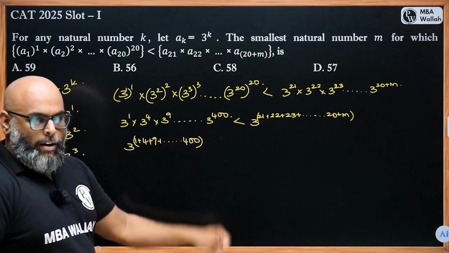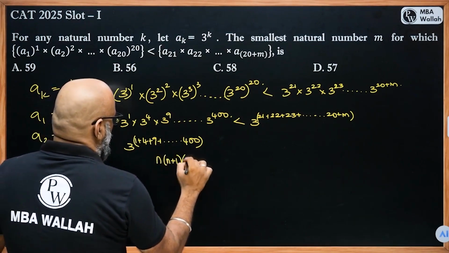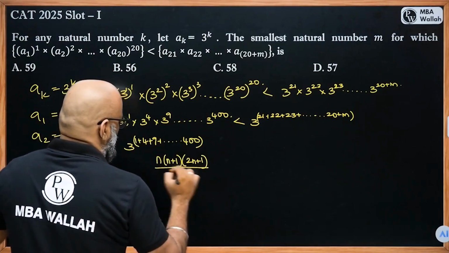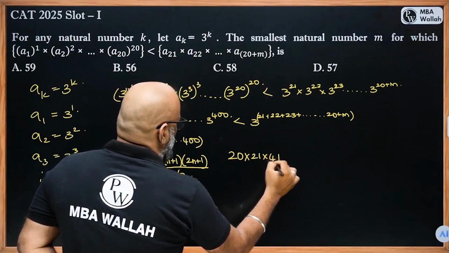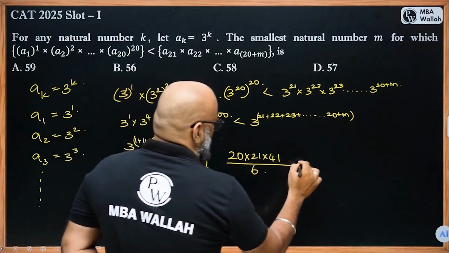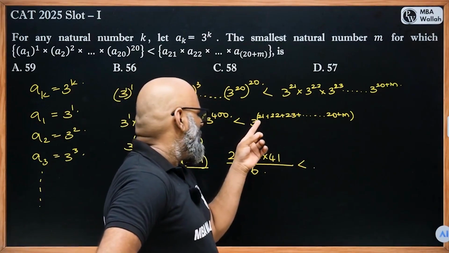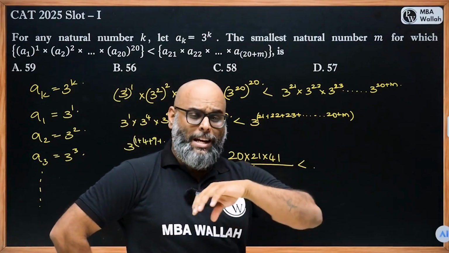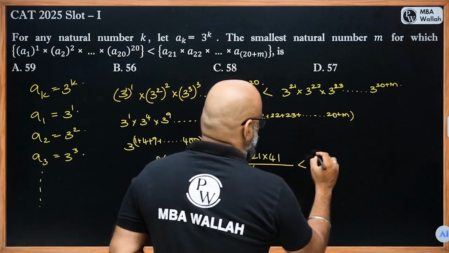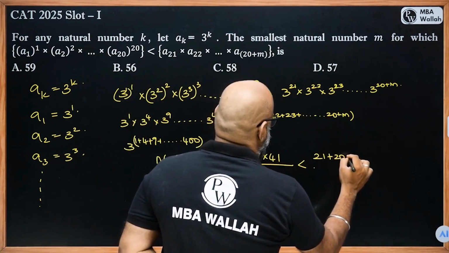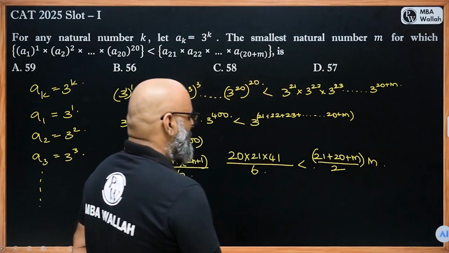Up to 20 square. So sum of n natural squares will be n into n plus 1 into 2n plus 1 by 6. So in that case this will be 20 into 21 into 41 divided by 6, is less than, this is an AP. The first term is 21, the last term is 20 plus m, which means there are m terms in that. So sum of m terms here will be first term plus last term, 21 plus 20 plus m, by 2 into m terms exist.